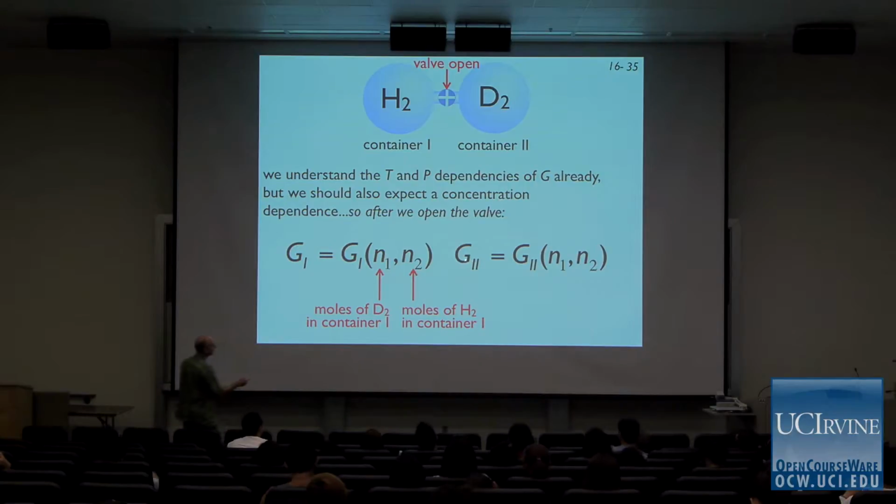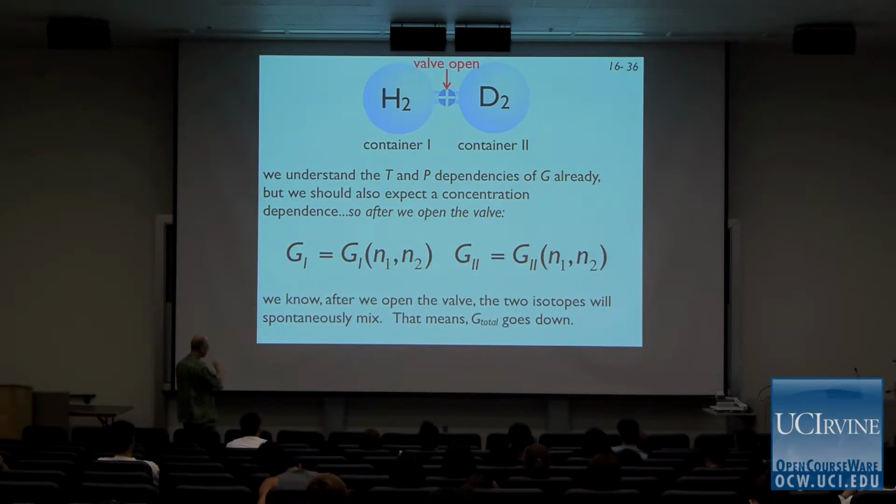And likewise, the free energy in the second container also contains contributions from these two gases. We can expect it to be a function of the two gases. We know after we open the valve, the two isotopes will spontaneously mix. That means that the total Gibbs energy must be going down, because if it's a spontaneous process, we know that the Gibbs energy is a marker for that process. Gibbs energy will be minimized for any spontaneous process. It will go down.